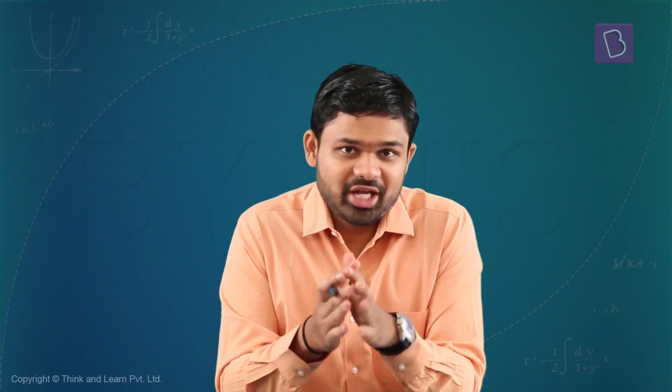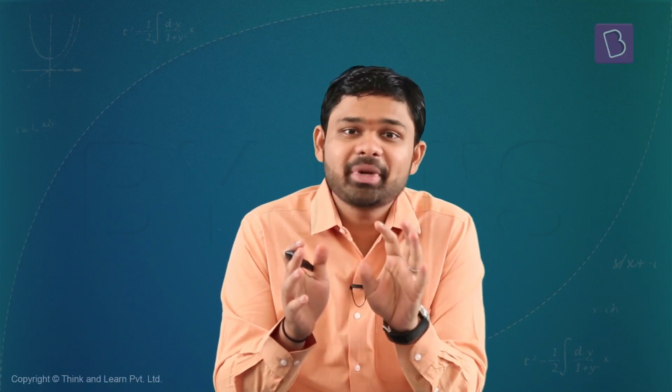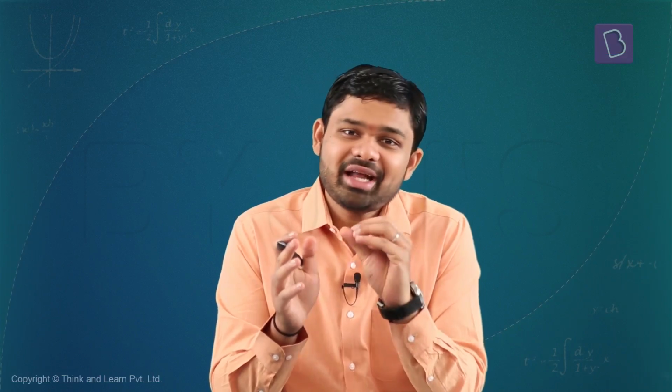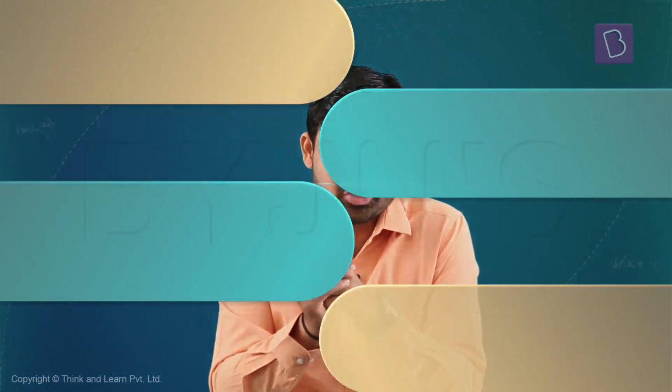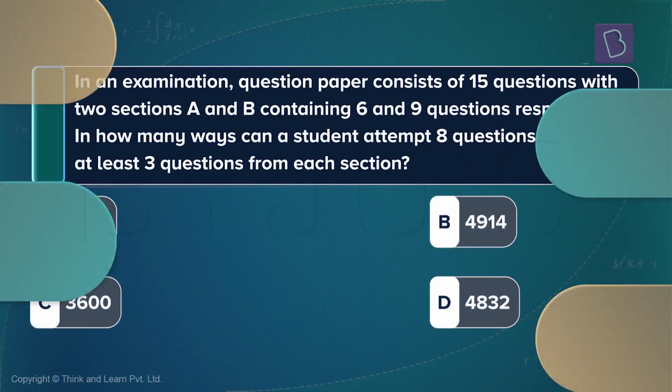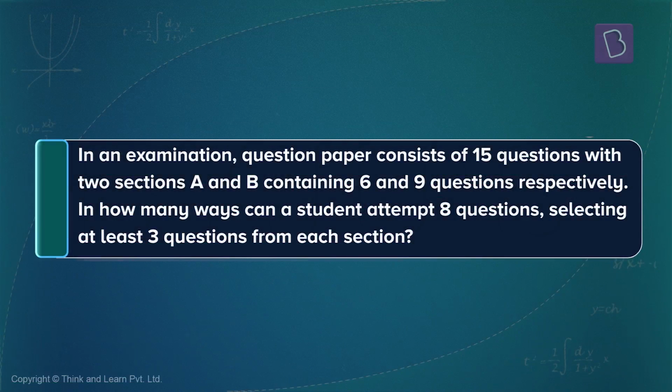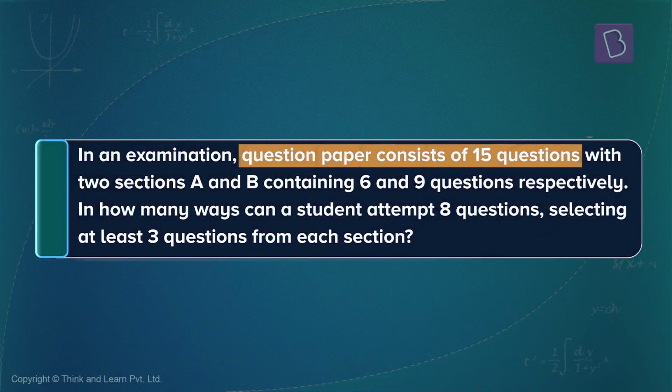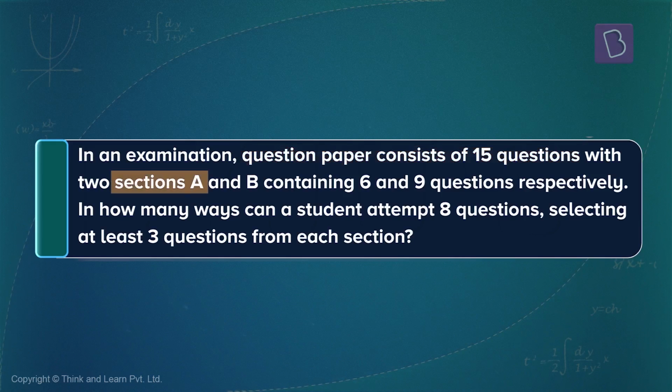So the first question that we're going to look at is quite a simple question. Let's try and understand how combinations work using this question. In this question, we've been told that there is a question paper which comprises 15 questions. Furthermore, this question paper has two sections. Section A contains 6 questions and section B contains 9 questions.